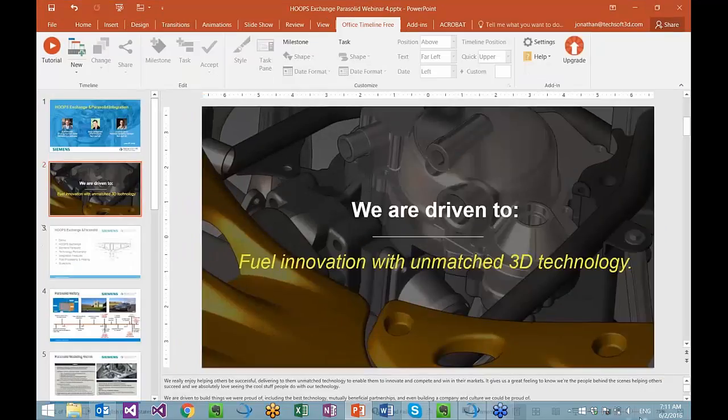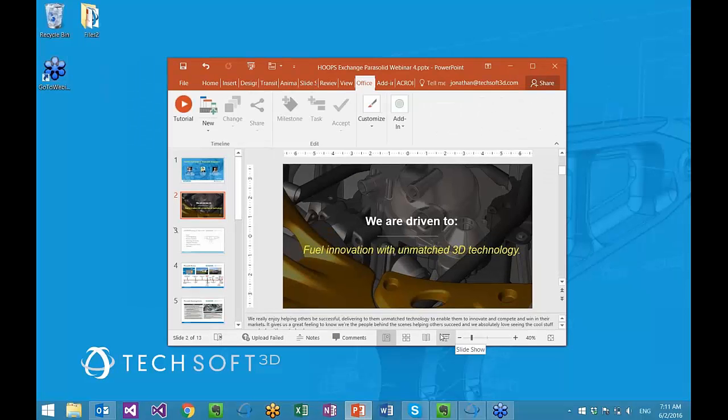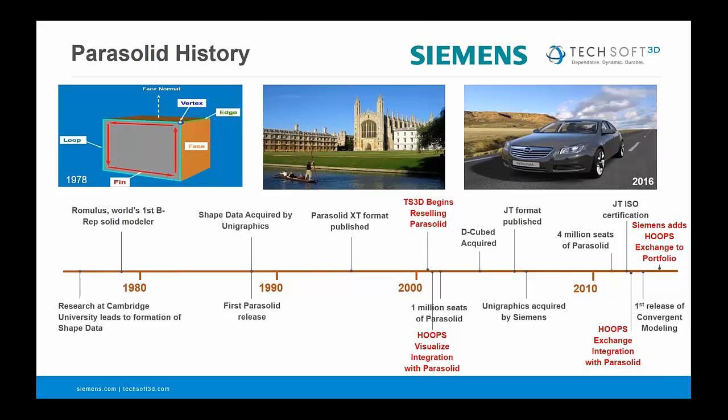This slide shows you a bit of the history of Parasolid and working with TechSoft 3D. We have worked with TechSoft 3D for many years, beginning back in just around 2000, working with them on Hoops Visualize. So we have many Parasolid licensees out there today using the Hoops Visualize product for their graphics toolkit, graphics engine to accelerate their time to market. And TechSoft 3D also has been a reseller of Parasolid since that time as well.